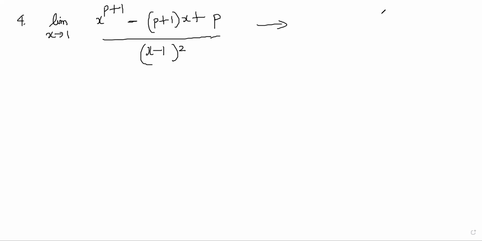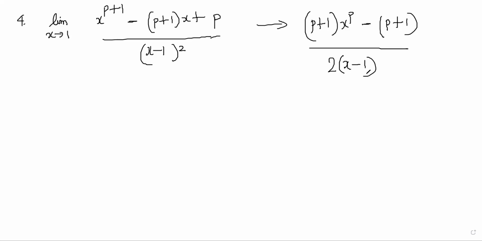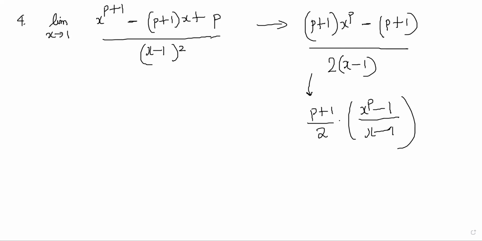Numerator, you can try and differentiate. It becomes (p+1) x^p minus (p+1), right? And denominator becomes 2 times (x minus 1), right? And here p+1 you can take common, (p+1) by 2, it is just simply (x^p minus 1) by (x minus 1), right? And this is still 0 by 0, x tends to 1, right? But just like the previous question, you know how to do this. This is still 0 by 0, you can differentiate it once more, right?